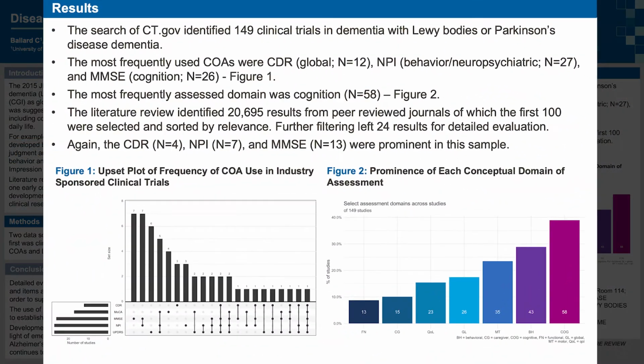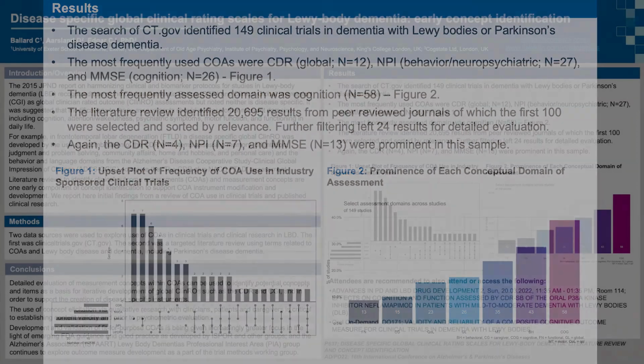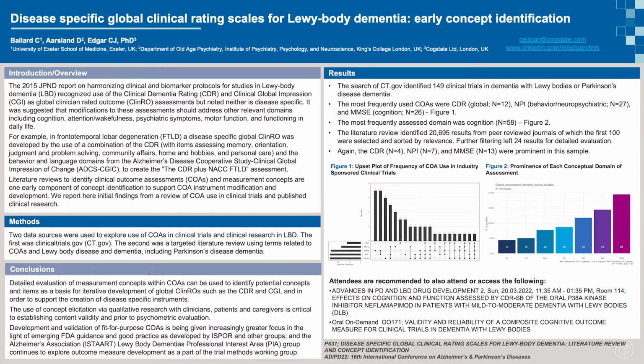The most frequently used clinical outcome assessments were the CDR, the Neuropsychiatric Inventory, and the MMSE, strongly supporting the importance of functional, neuropsychiatric, and cognitive domains. Additionally, motor assessment, for example through the use of the Unified Parkinson's Disease Rating Scale, was also prominent. These results are closely aligned with the JPND report and suggest a comprehensive and relevant global DLB instrument should include a range of motor, cognitive, neuropsychiatric and functional domains, and suggesting too that the CDR and ADCS-CGIC might need to be revised or supplemented when used in DLB clinical trials.